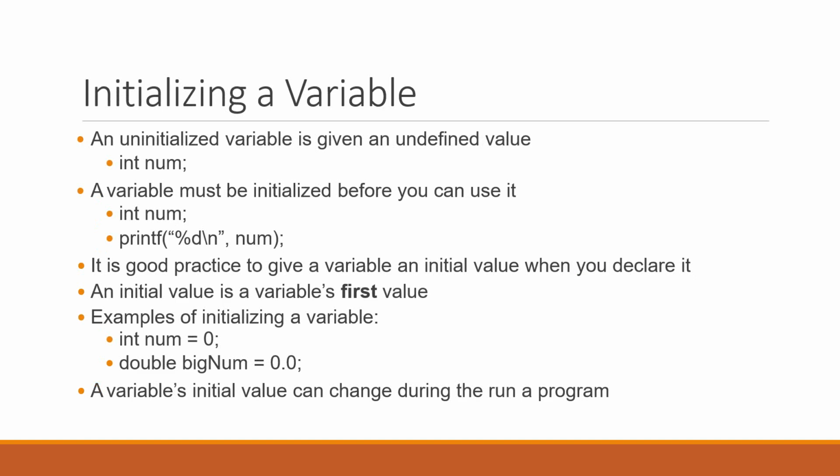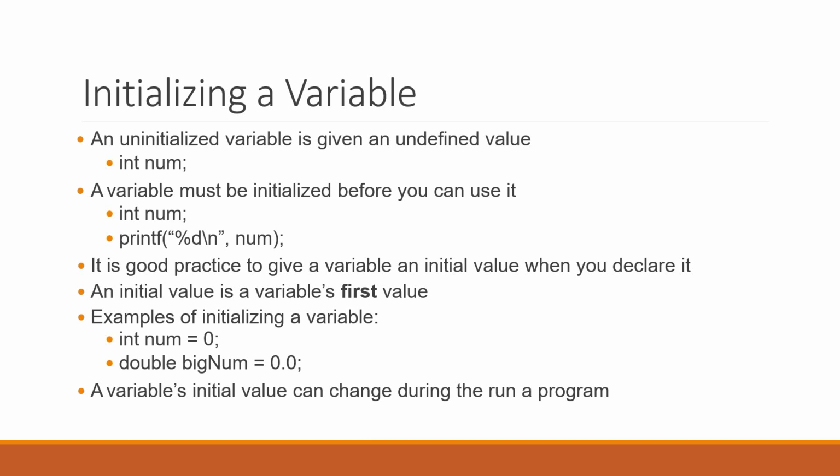An uninitialized variable in programming is a variable that is declared but not given a specific initial value. This results in the variable holding an undefined or garbage value, which can lead to unpredictable behavior in the program. For example, int num; in this case, num is uninitialized, and its value is undefined. Attempting to use an uninitialized variable before assigning it a value can lead to errors or unexpected results.